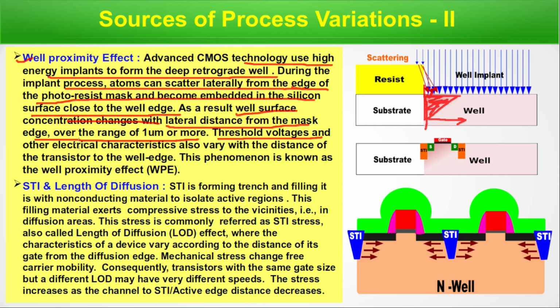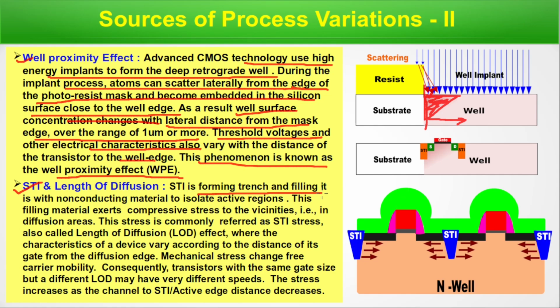Threshold voltages and other electrical characteristics also vary with the distance of the transistor to the well edge. This phenomenon is known as well proximity effect. Here, implant concentration, surface concentration is changed, and accordingly the parameters like threshold voltage and other electrical characteristics also vary with the distance of the transistor to the well edge. Now, STI and length of diffusion. Shallow trench isolation and length of diffusion.